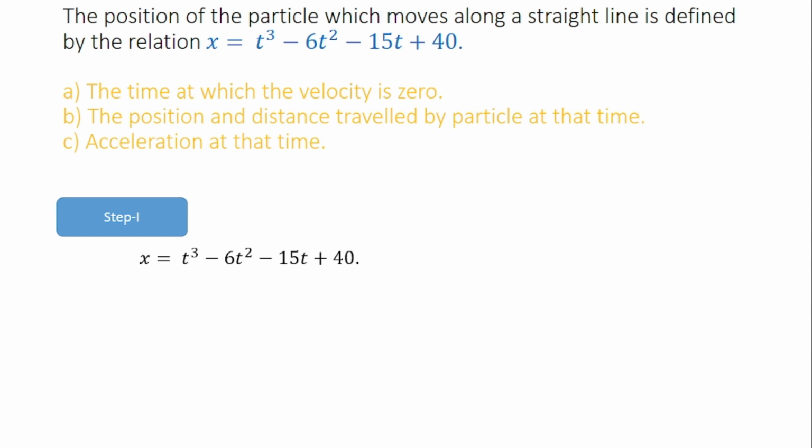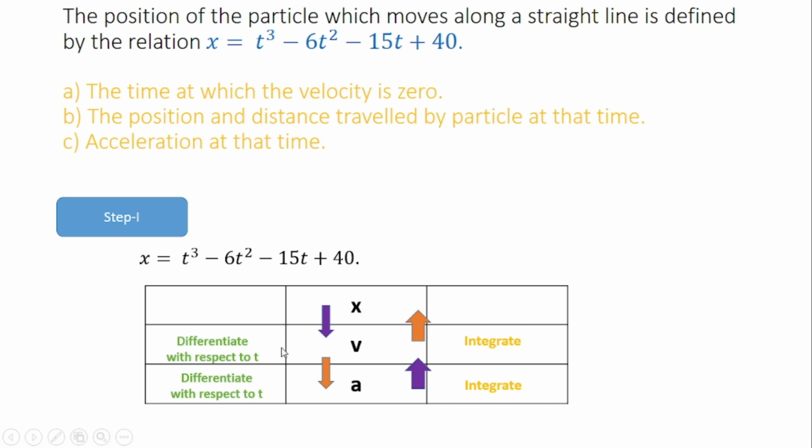So don't get confused in that. If a simple equation is given, it is related to variable acceleration motion. So x is equal to t cube minus 6t square minus 15t plus 40. To calculate the velocity first, we should differentiate the displacement with respect to time to get the velocity.